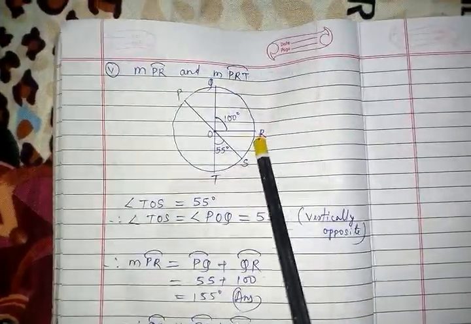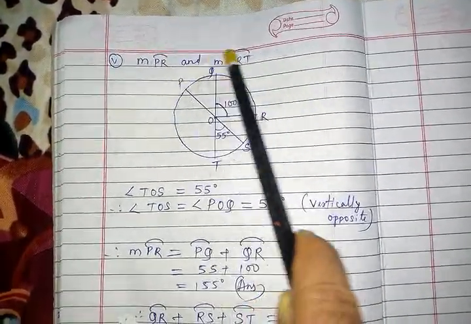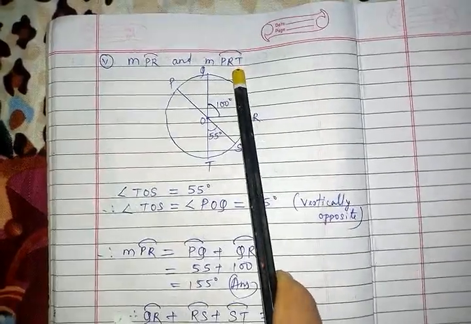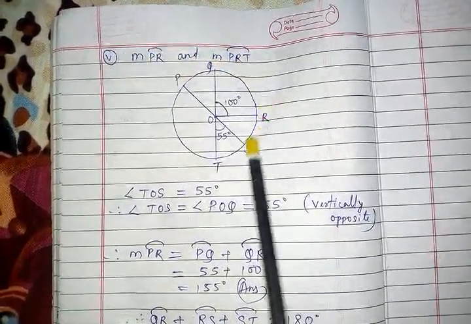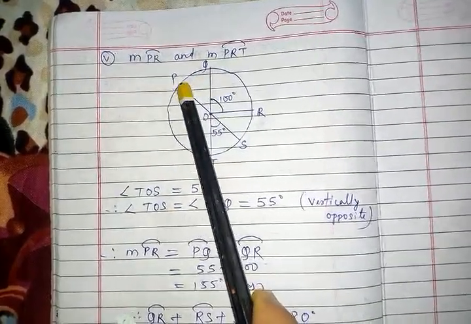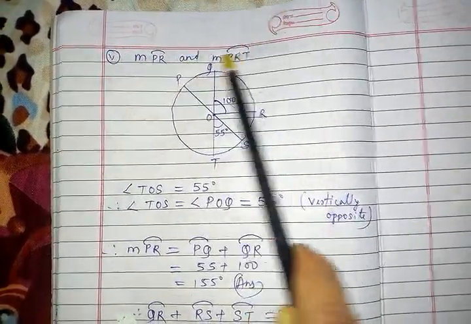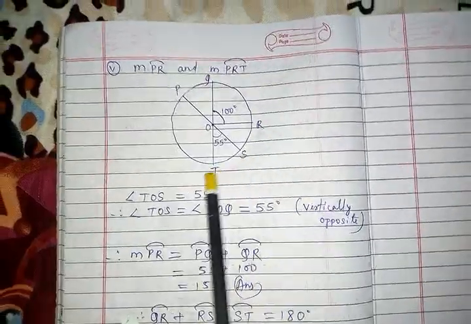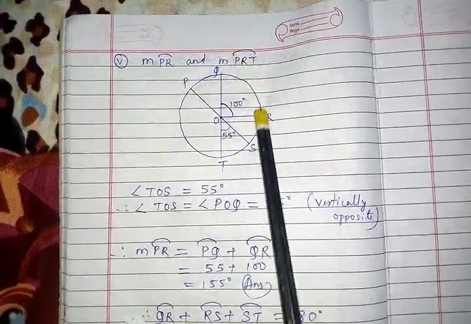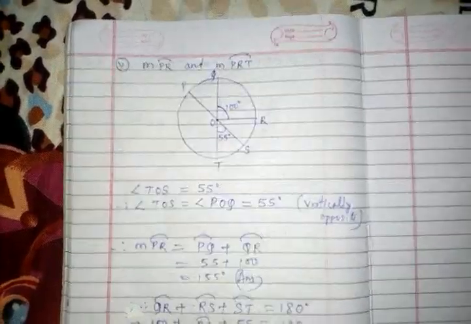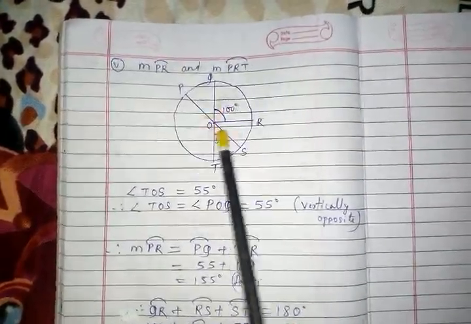The angle of this arc P to R. We have to measure arc PR, and measure the arc PRT. PRT means up to here. So we have to measure two arcs, one from P to R and one from P to T. That means this whole arc's angle also we have to measure, and from here to here also we have to measure. And all these angles have been given in the diagram.